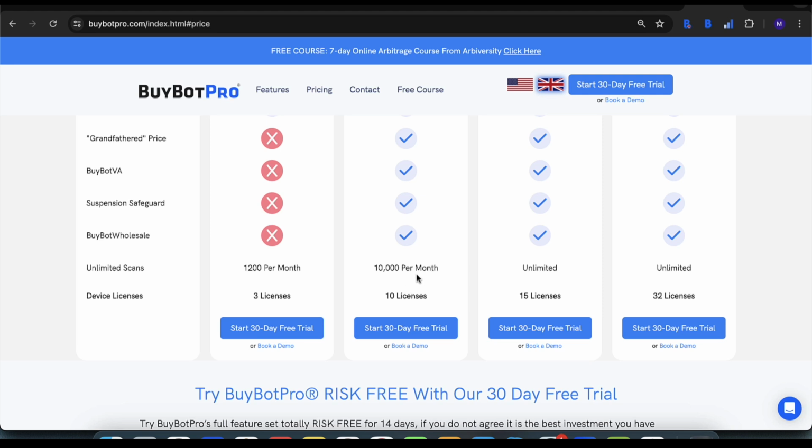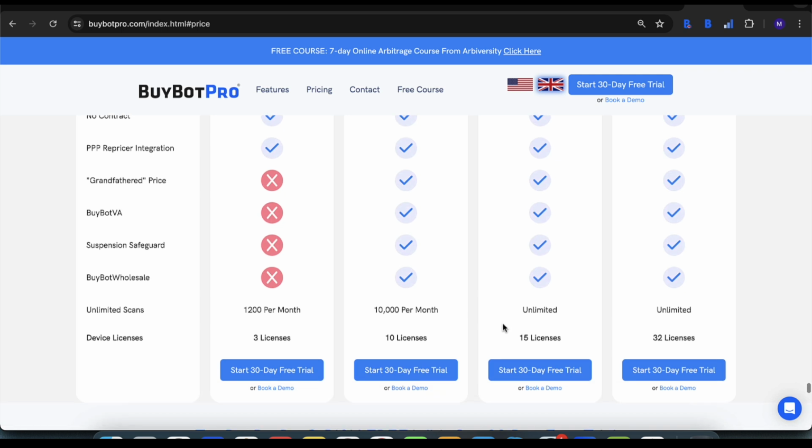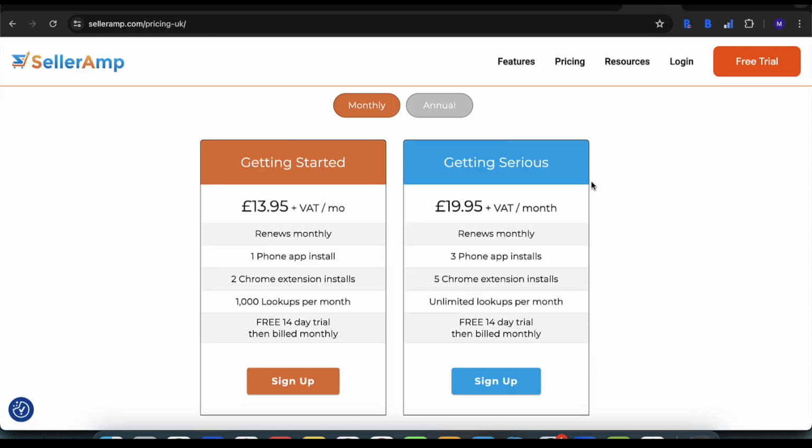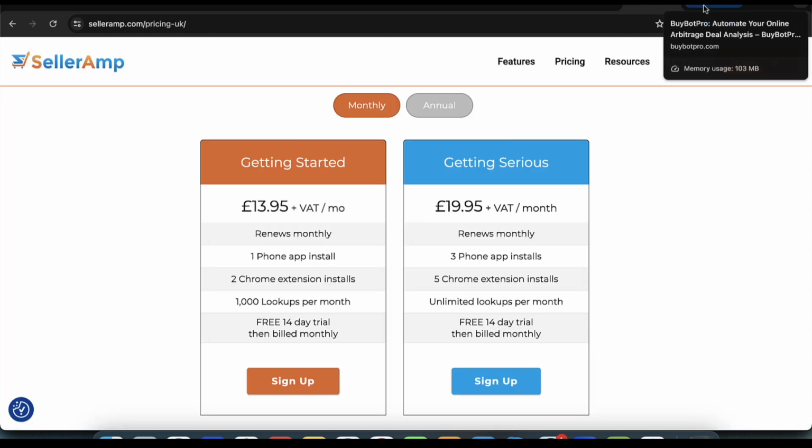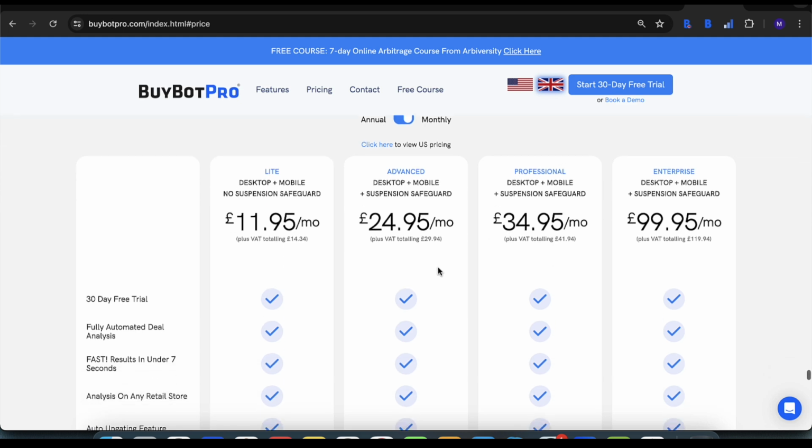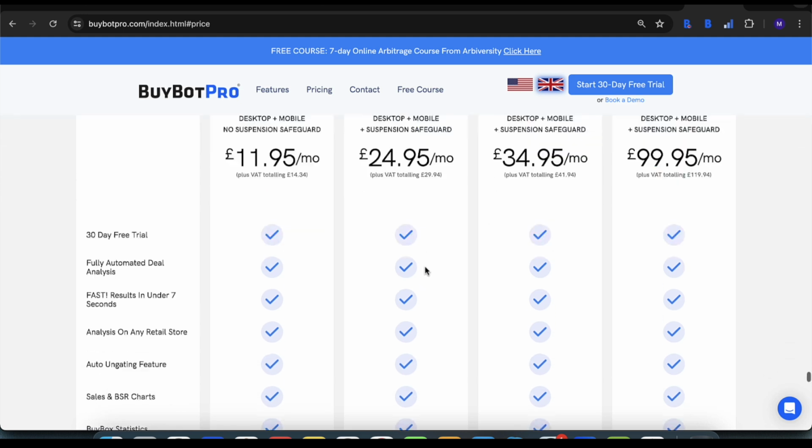10,000 analyses per month, 10 licenses, and then obviously you have the bigger plans, so 15 licenses, unlimited scans, 32 licenses unlimited, so you can get BuyBotPro on more devices ultimately. So if you have a big Amazon business, you've got lots of virtual assistants, or you have a big team, then obviously you've got plans to compensate for that, whereas with SellerAmp you don't really have anything for that. So it definitely makes the pricing here more than worth it.